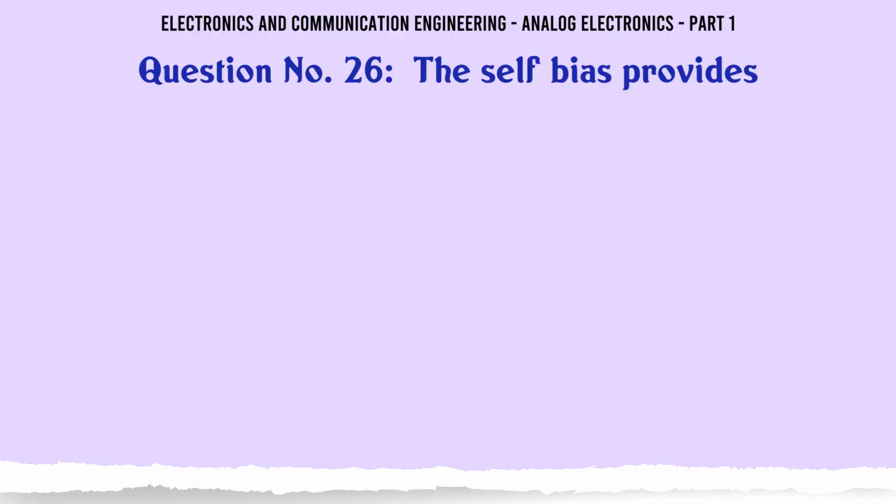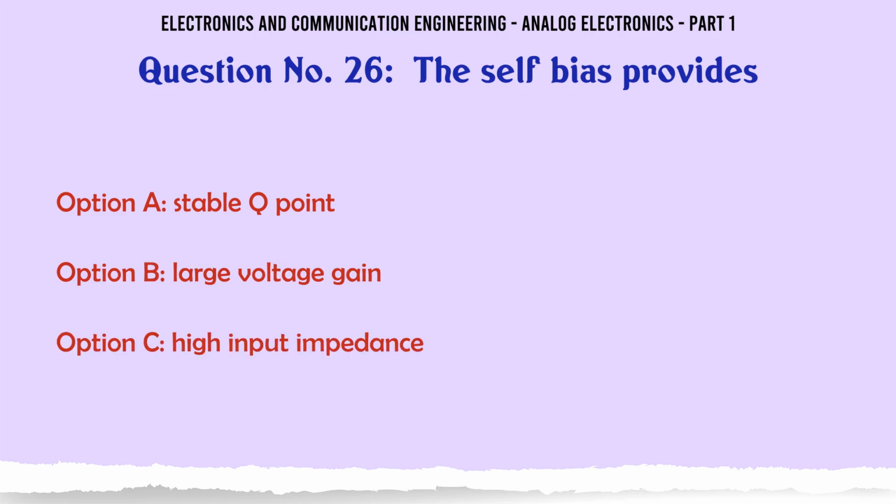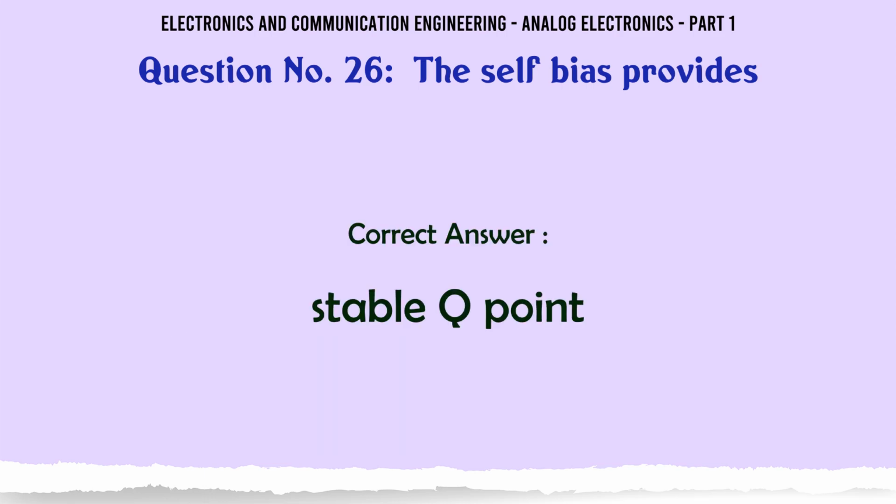The self-bias provides A. stable Q point, B. large voltage gain, C. high input impedance, D. high base current. The correct answer is stable Q point.